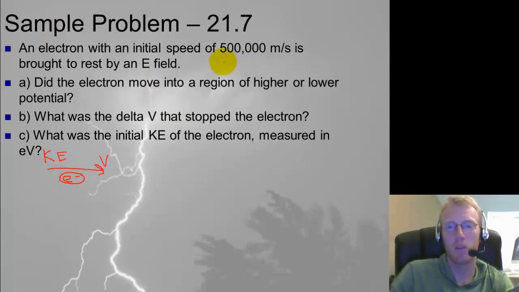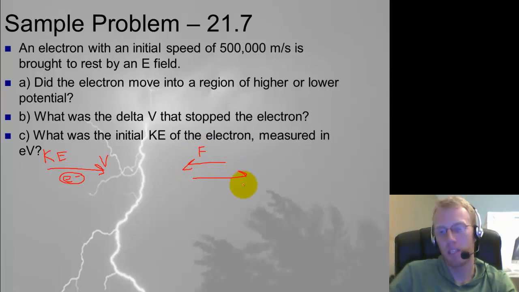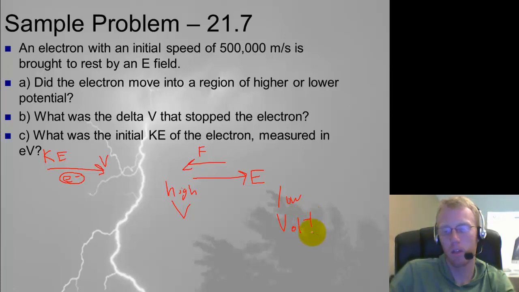Okay, if it's going to be slowed down and brought to rest, that means it has to be losing energy, which means the force on it is going to be this way, right? The force is going to be against it, slowing it down. But it's a negative charge, which means the E field has to be pointing that way. Because remember, the force on a negative electron is opposite the E field. So if the E field is on this side, the E field points from high voltage to low voltage, and therefore the electron is moving into a region of lower potential, aka voltage.